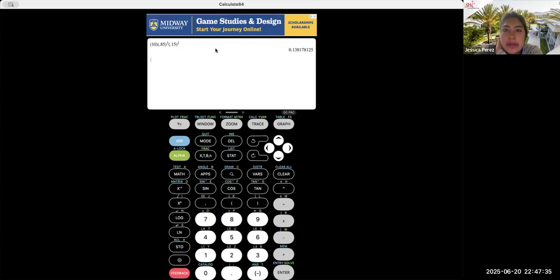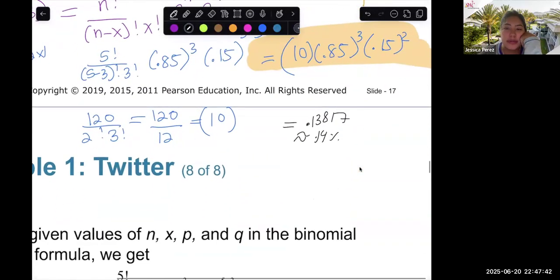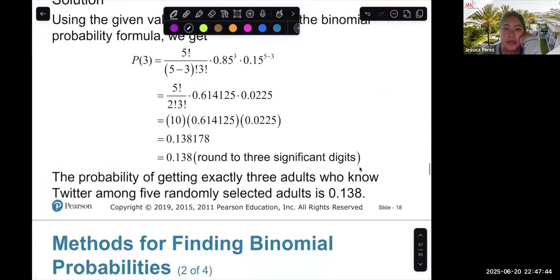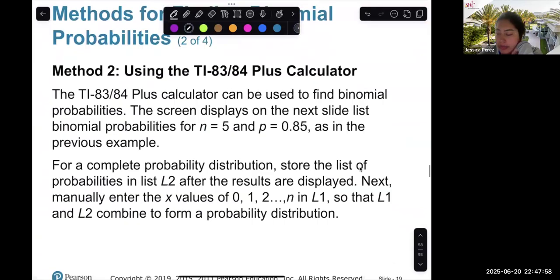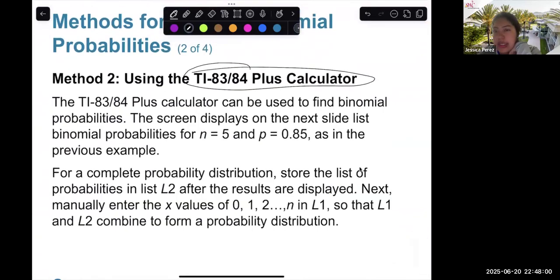So let me go back to my screen. And there it is. So the probability of getting exactly 3 adults who know Twitter among 5 randomly selected adults is roughly 13%. We can also use the table, a TI-83, a TI-84, and I'll show you that next time. I'll pause the recording now.